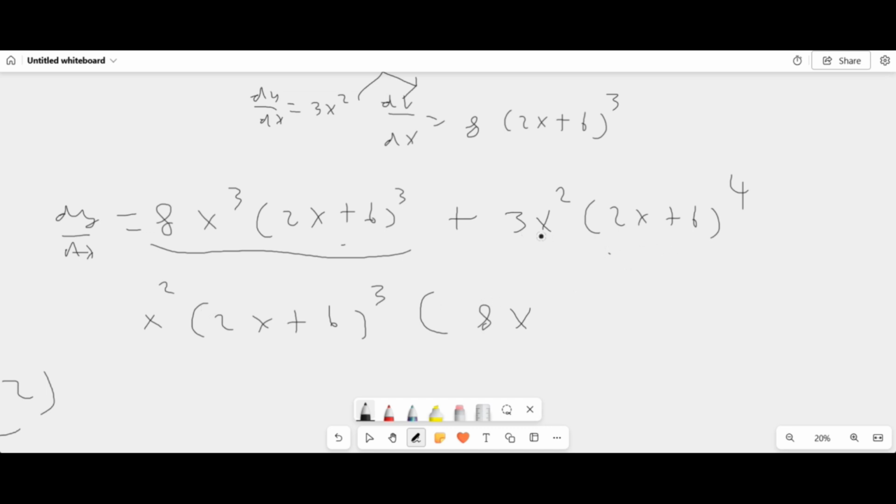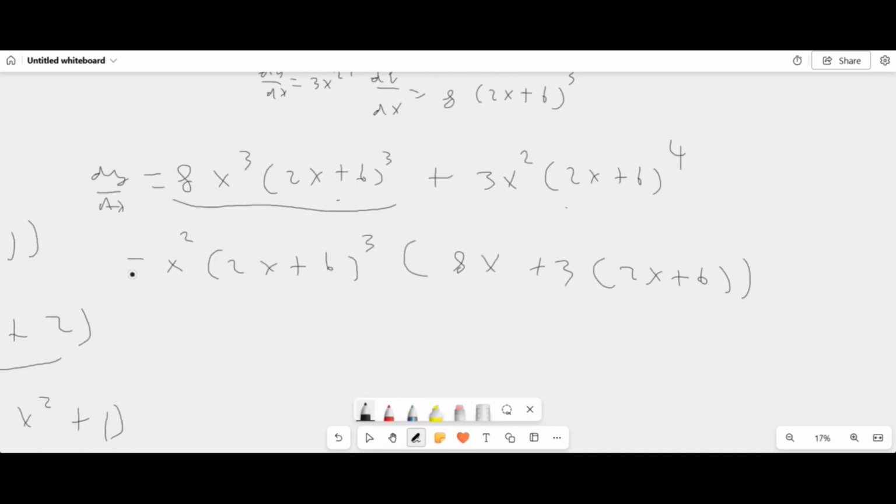And then this whole right hand side here, 3x squared divided by x squared is just going to be 3. And then 2x plus 6 to the power of 4 divided by 2x plus 6 to the power of 3 is going to just be 2x plus 6 here. So you get that there. Now obviously expand the right hand side, the right bracket. So that's going to get you x squared, 2x plus 6 to the power of 3, open bracket, 8x plus 3 times that is going to be 6x, and then plus 18 here.